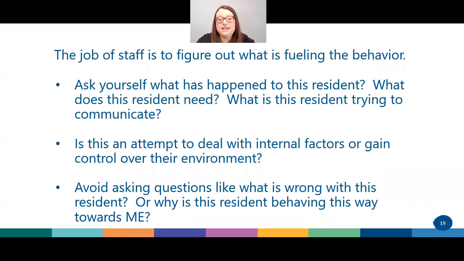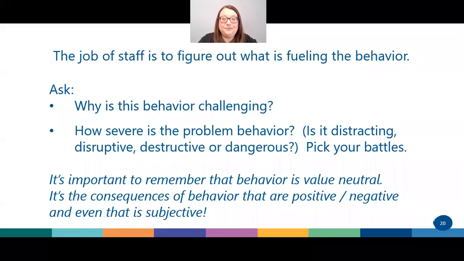What we want to avoid is asking questions like, what is wrong with this resident? Or to take it personally by asking questions like, what is this resident doing to behave this way towards me? Why are they lashing out at me? Why are they calling me these names? Let's do our best. I know it's hard, but to not take behaviors personally, remembering that it is probably relating back to something that's going on with them and may not be anything to do with us.